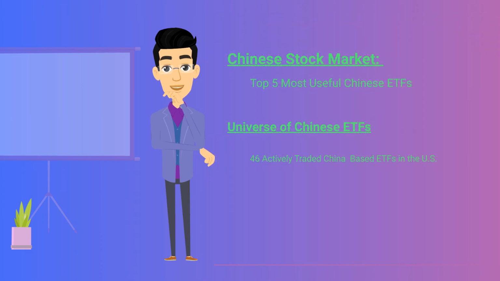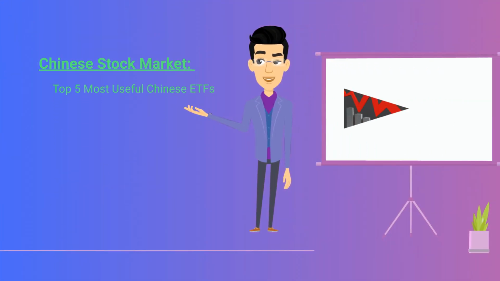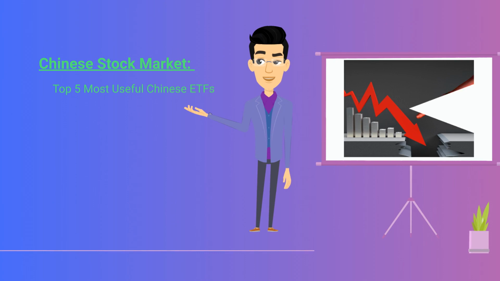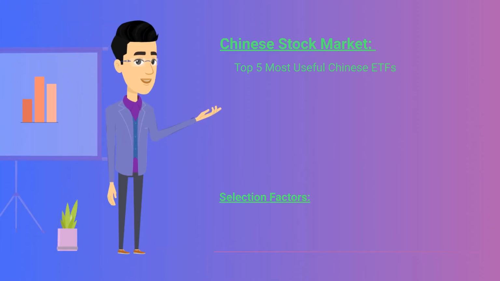The basic data for this research can be obtained from etfdb.com. In this analysis to find the most useful ETFs, I have looked at each ETF's underlying index, size, liquidity, cost, volatility, and correlation. Most of the factors used in this analysis need a little explanation.